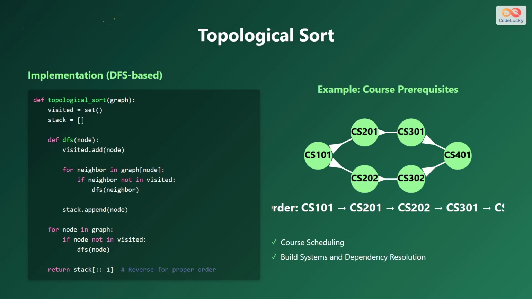We perform a depth-first search on each node in the graph, adding nodes to a stack after visiting all of their descendants. We then reverse the stack to obtain the topological order. On the right, we have a graph visualization showing course prerequisites. Topological sort can be used to determine the order in which to take the courses.